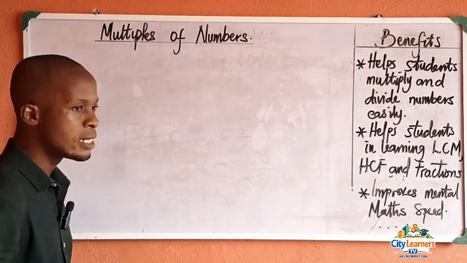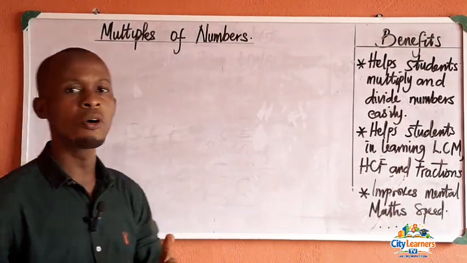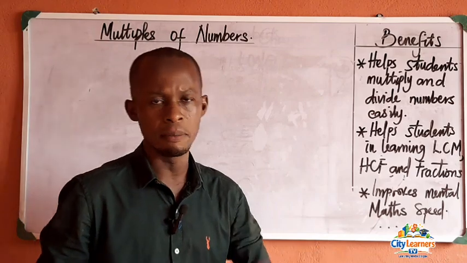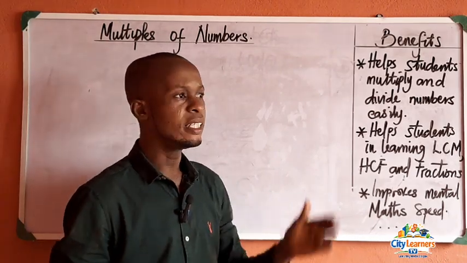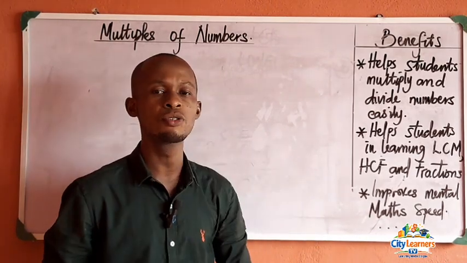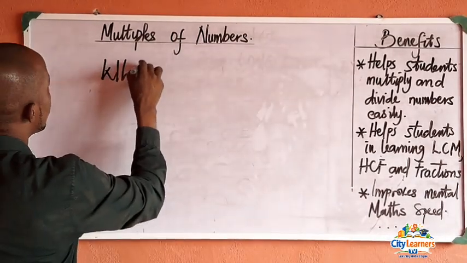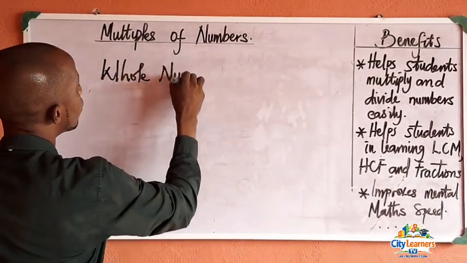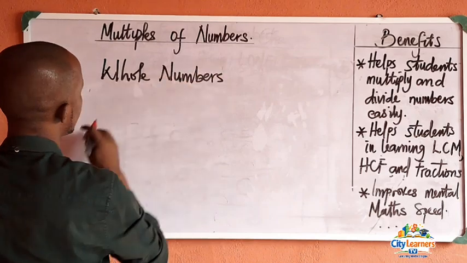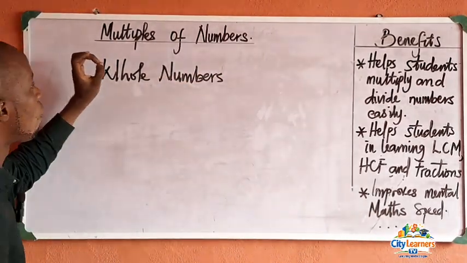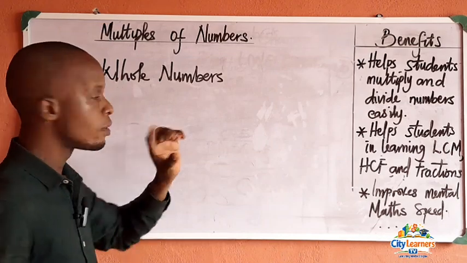Before I proceed, when we say multiples of number, what do we mean? And what number are we talking about? In this context, we're referring to whole numbers. So we are looking at multiples of whole numbers.